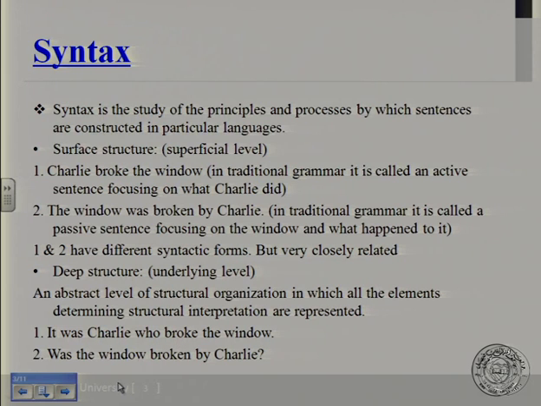The deep structure here, or the underlying level, means an abstract level of structural organization in which all the elements determining structural interpretation are presented. For example, it was Charlie who broke the window. And the second one, was the window broken by Charlie?